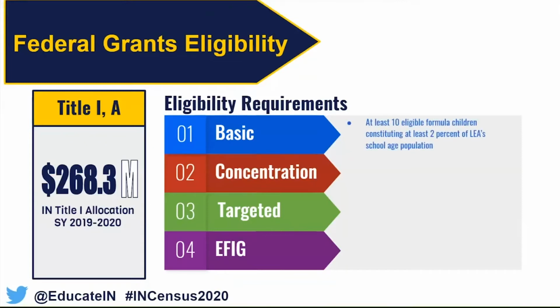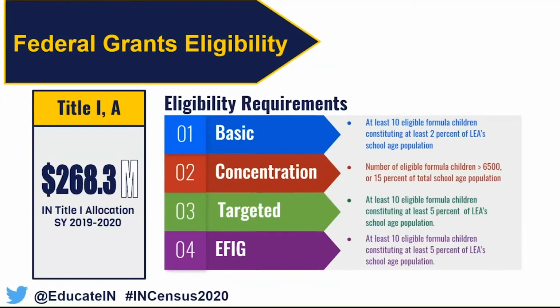The basic grant provides funds to LEAs with no less than 10 formula children, constituting at least 2% of its school-age population. Nearly all LEAs in the state of Indiana meet this minimum eligibility requirement. Concentration grants flow to LEAs with higher concentrated amounts of poverty, as is reflected in its minimum requirement of either 6,500 or more formula children, or 15% of its school population.